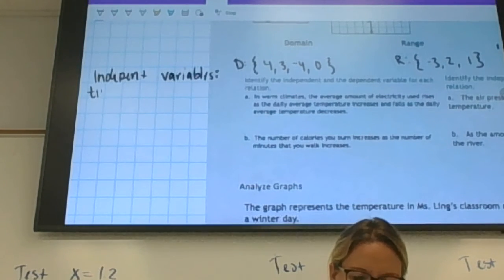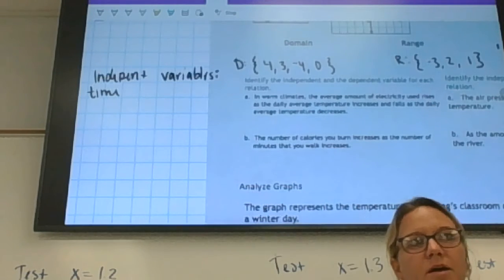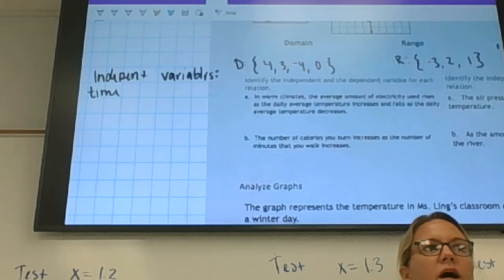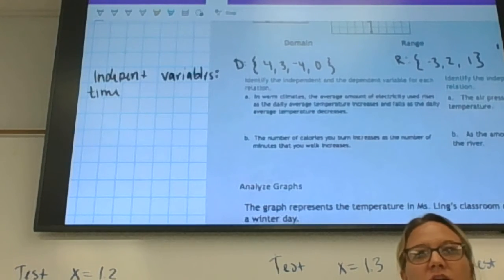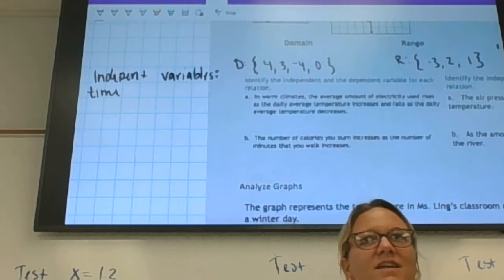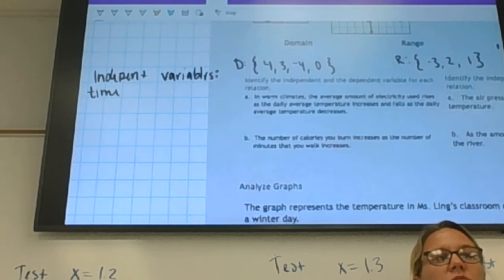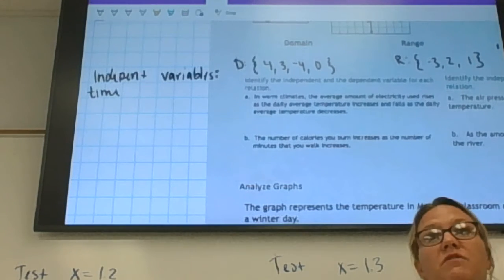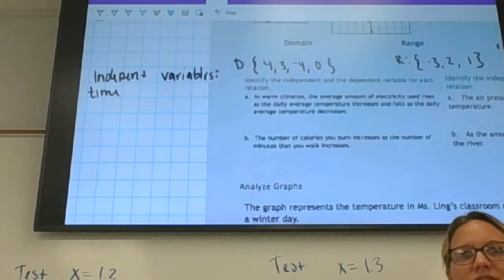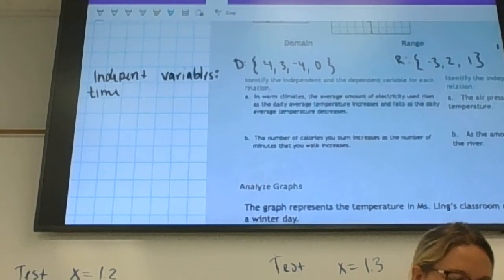time is almost always independent in a problem. We haven't figured out how to stop time. You know, I walked into the ice arena and it was really cold, so it became winter outside, right? It's not how it goes. The clock and the calendar are independent no matter what. I can't say I shot off a bunch of fireworks and I made it the 4th of July, right? You can't change the dates. So time is generally independent from anything that's going on.